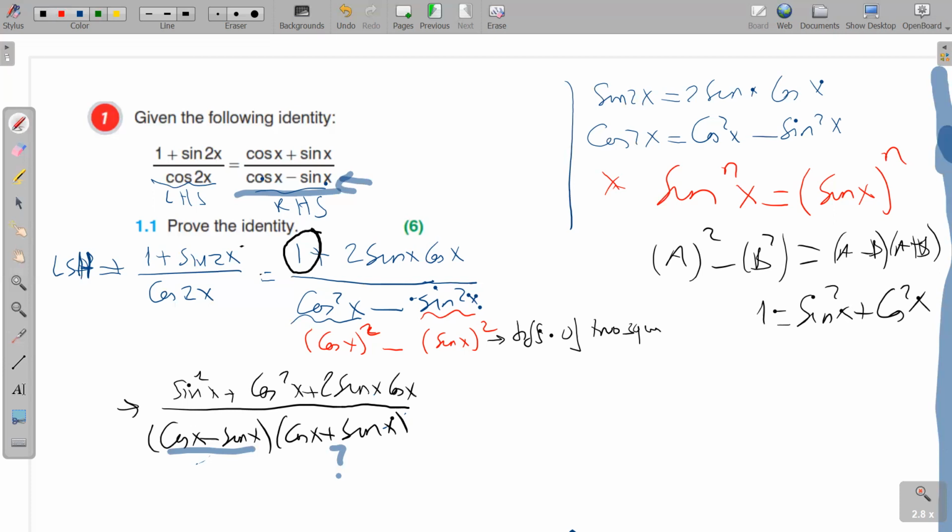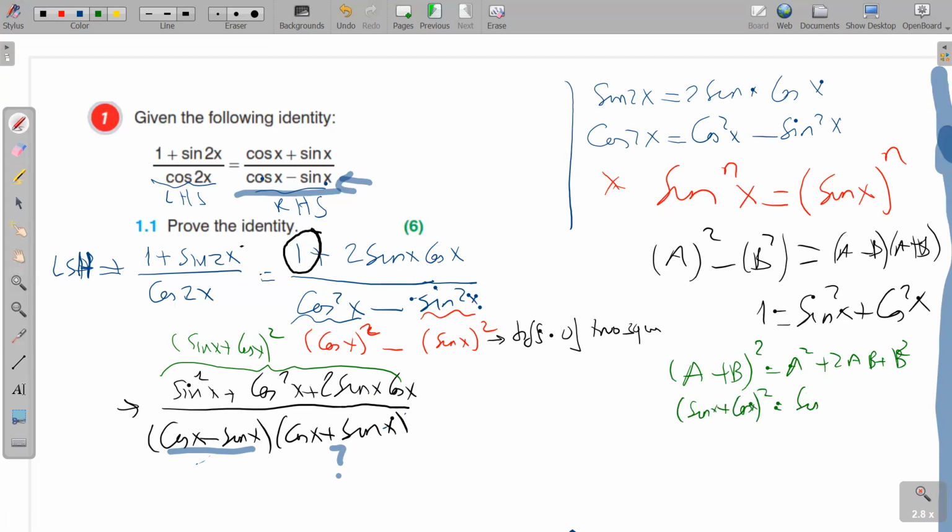So this one is sine x plus cos x squared. If you open this one, a plus b squared, you need to memorize this, a square plus 2ab plus b square. If you open, this is sine square x plus 2 sine x cos x plus cos square x. So it is the same as this one. All of them is here.